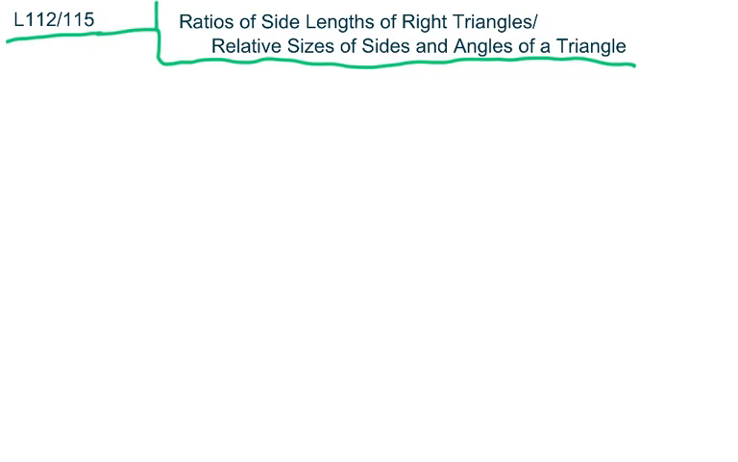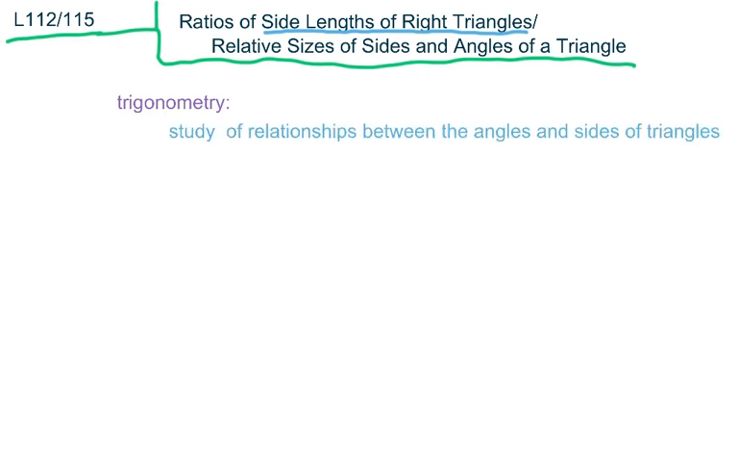Okay, we're going to do a double lesson, and the reason why is because these two lessons are relatively related to each other, and I think we can do them together. So first we're going to focus on the ratio of side lengths of right triangles. And we've talked about right triangles quite a bit. Right triangles move us into a realm of math called trigonometry. Trigonometry is basically the study of the relationships between the angles and sides of triangles, and it usually starts with a study of right triangles.